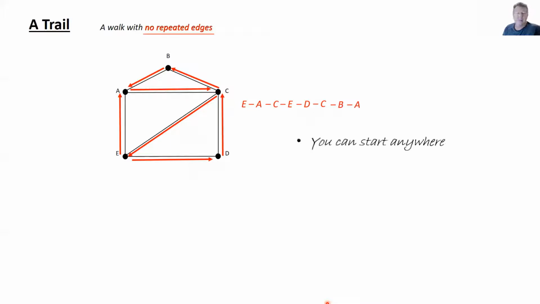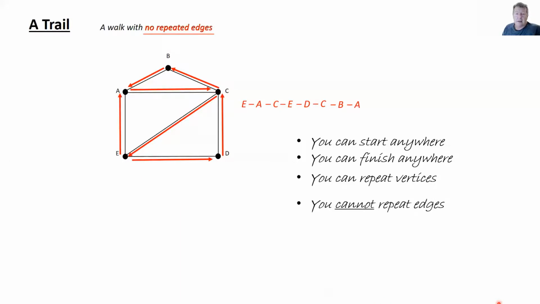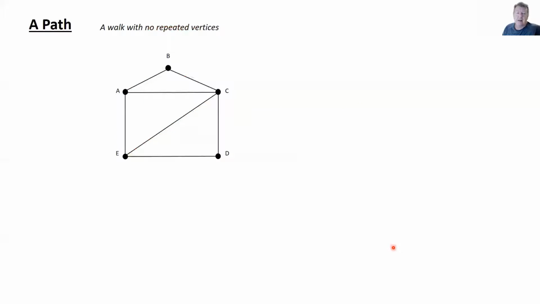Great. Rules: you can start anywhere, same deal. You can finish anywhere, same deal. You can repeat vertices. As you can see, we've done C a few times, we've finished up at A, and we've done A a couple of times too. We've done E a couple of times: we started at E and we went back there. But you cannot repeat edges. That's the difference between a walk and a trail. You cannot repeat edges in a trail.